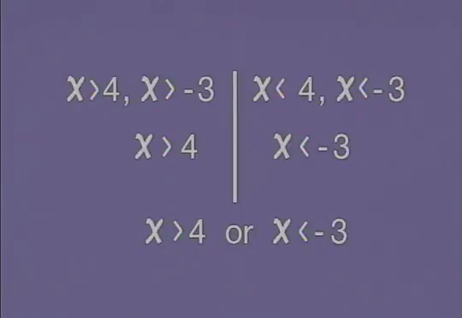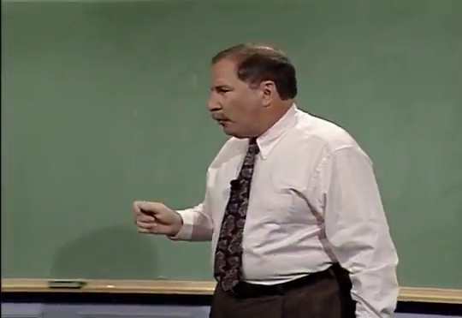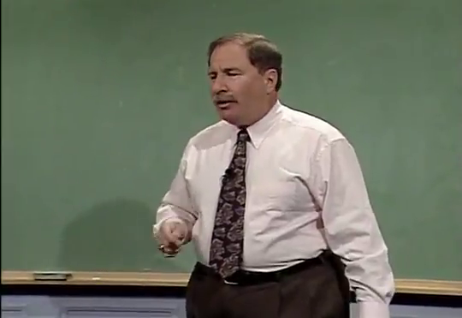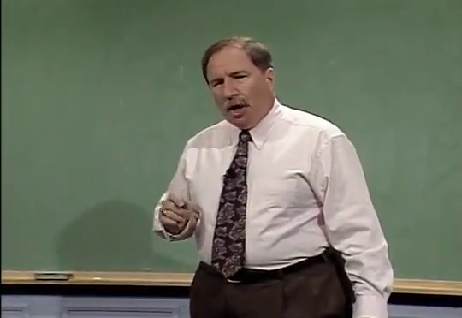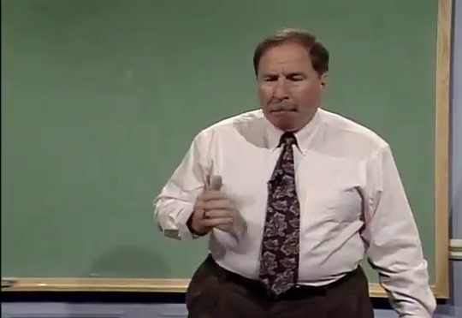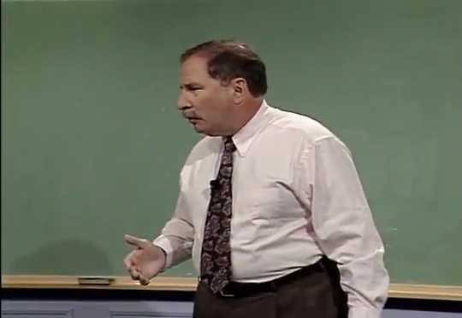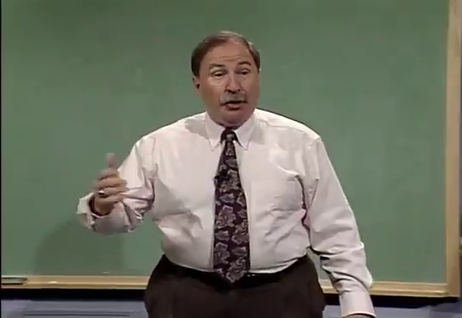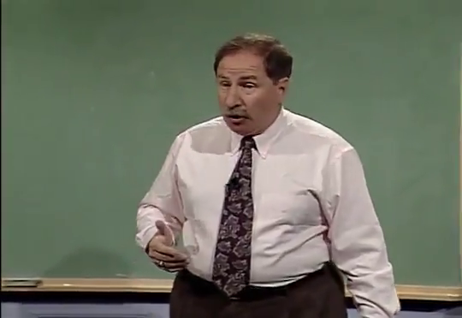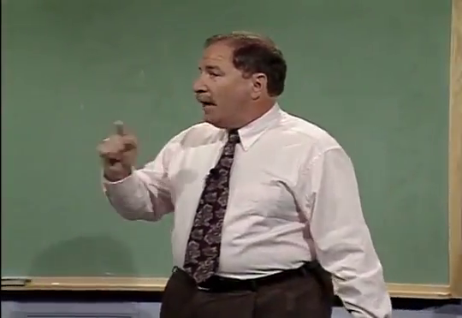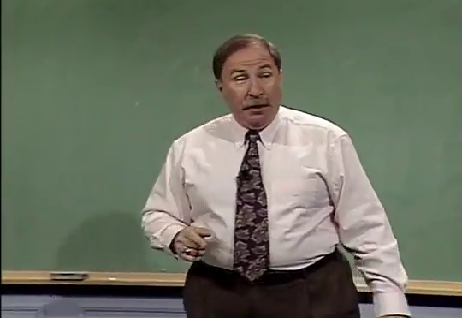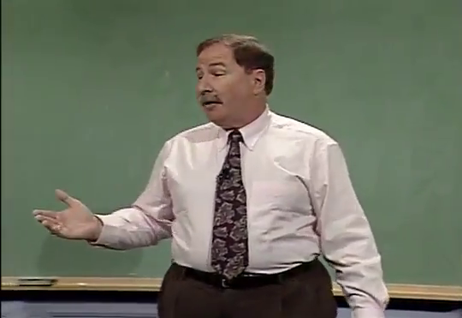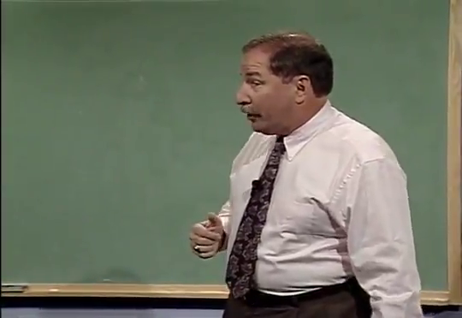So on the left-hand side we see that x is greater than 4 and x is greater than negative 3. Now, how do you say that more simply? X must be both greater than 4 and greater than negative 3. If a number is greater than negative 3, must it be greater than 4? And the answer is no. 0 is greater than negative 3. 0 certainly is not greater than 4. But what if a number was greater than 4? Would it be greater than negative 3? 5 is greater than 4. It's also greater than negative 3.